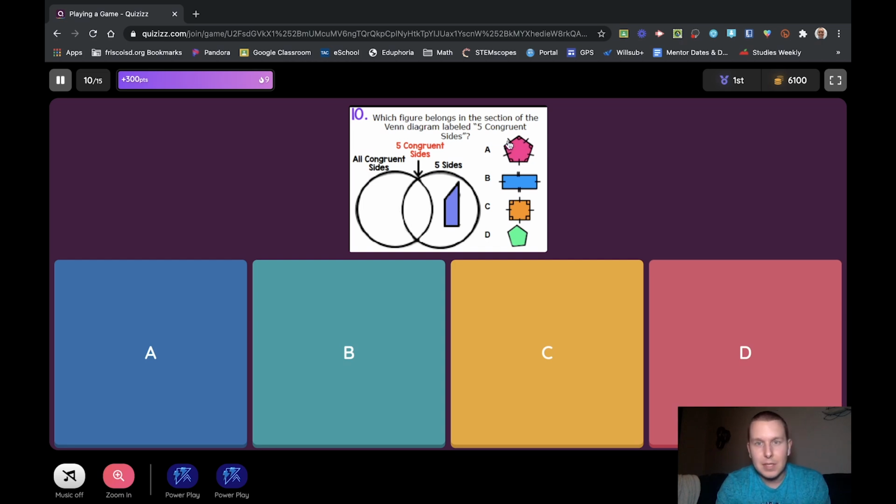It's got those little dashes all around. Looks like they're all congruent, so that's good. And let's count the sides. 1, 2, 3, 4, 5. Got 5 congruent sides. I think A is gonna work, but we're high quality students and we wanna double check to make sure we've got a good answer.